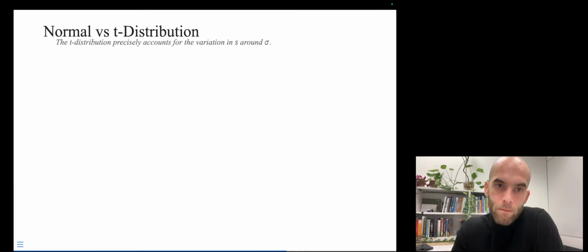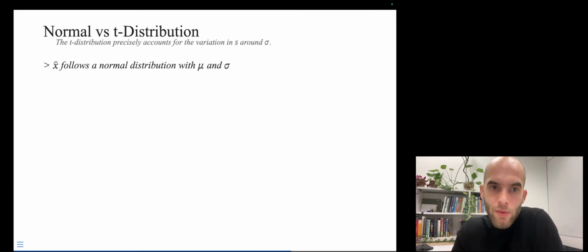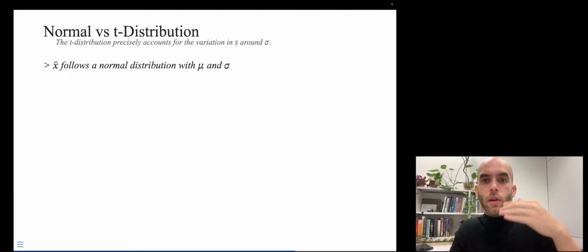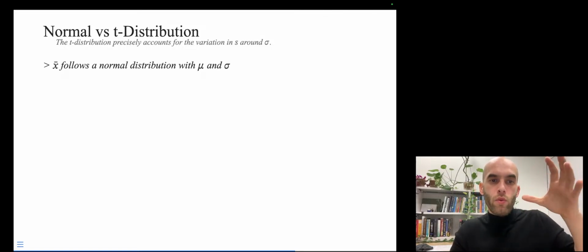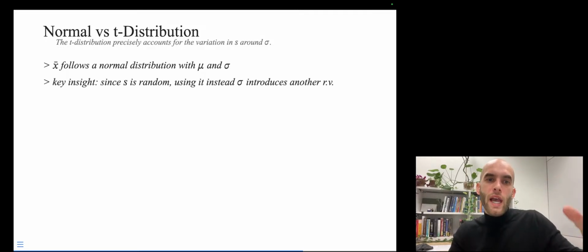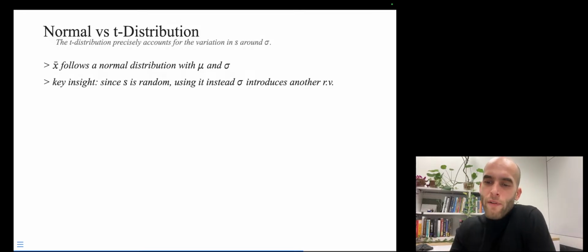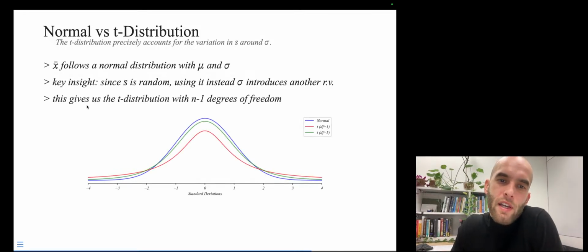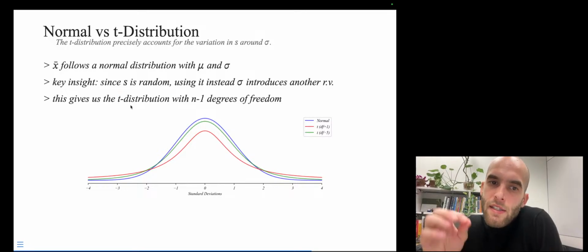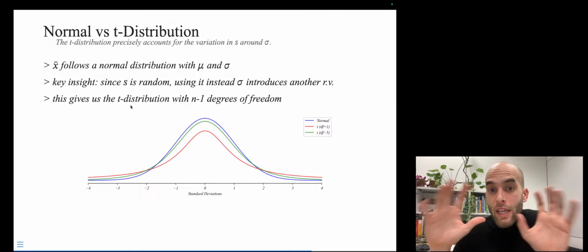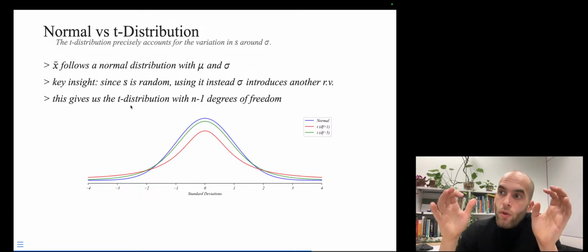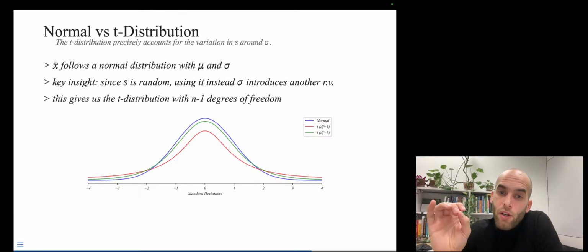So what this means is we can't just perfectly replace sigma with S, because by doing that, we're introducing more error. I didn't derive this, but by introducing S, we actually introduce more variability. So we have to introduce a new random variable that accounts for this additional variability. And the distribution that does this is the t-distribution, which isn't an empirical regularity. This is actually a mathematical result.